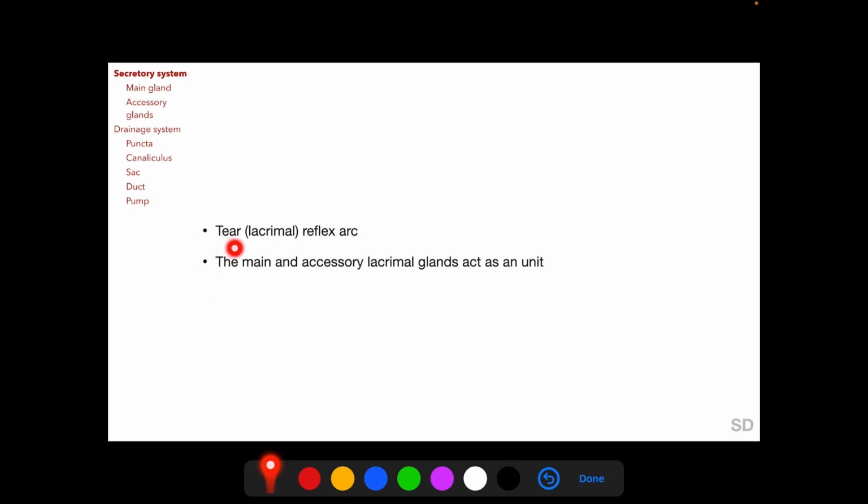We have described the tear or the lacrimal reflex arc in neuro-ophthalmology, and this reflex arc helps in secretion of tears upon conjunctival stimulation. The afferent path of this tear reflex arc is provided by the trigeminal nerve or the fifth cranial nerve, and the efferent path of this reflex arc is provided by the seventh cranial nerve or the facial nerve. Previously, it was considered that the accessory lacrimal glands provided the basic secretion and the main lacrimal gland provided the secretion following conjunctival stimulation. But now, the main and the accessory lacrimal glands are thought to act as a unit.